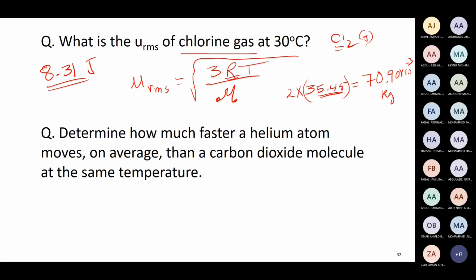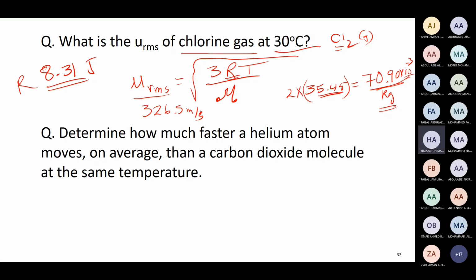Good. Calculate now the speed. You have the temperature, you have everything. You have R, this is R, and this is T, and this is the mass in kilogram already. Calculate what's URMS. Give me the answer. It's 326.5. 326.5 exactly. Clear, guys?